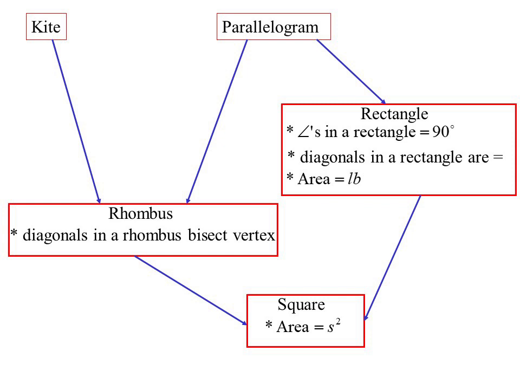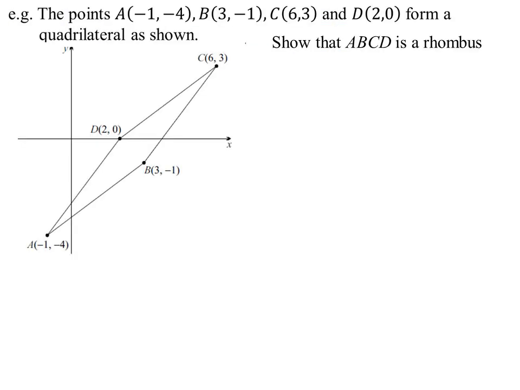Okay, so we get a problem like this then. The points A, B, C and D form this quadrilateral. We want to show that this shape is a rhombus. Now, there's lots of ways we could do it. We could say, well, the opposite sides are equal and parallel, but that would make it a parallelogram. How do I make it a rhombus? Oh, now if I got adjacent sides are equal, that would make it a kite. Oh, well, it's a kite and a parallelogram. Must be a rhombus.